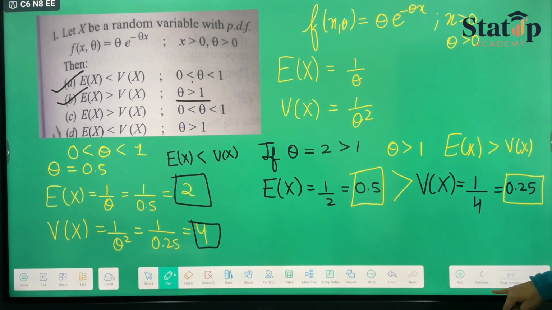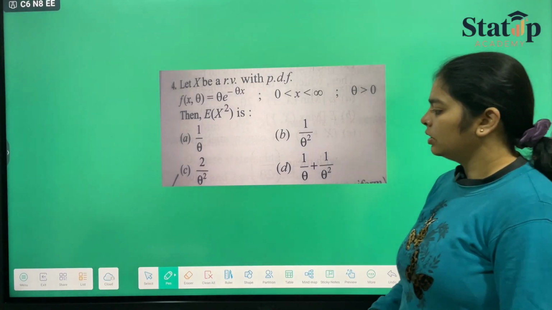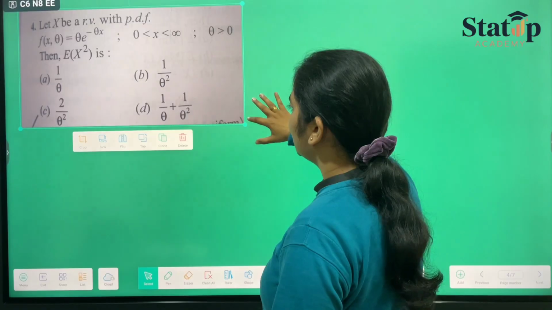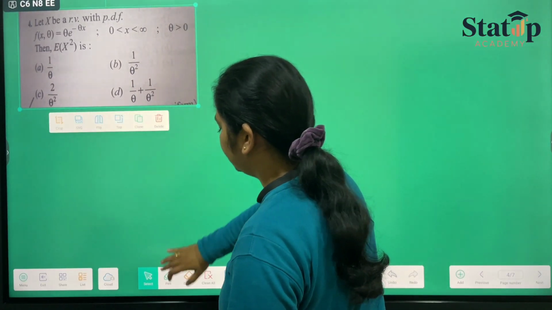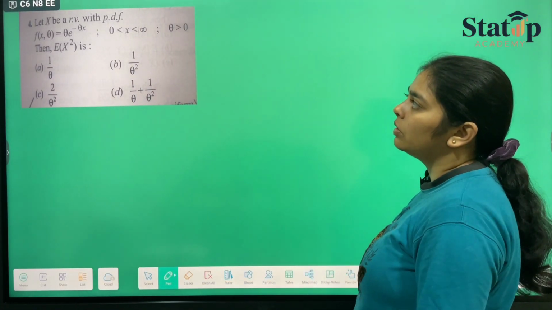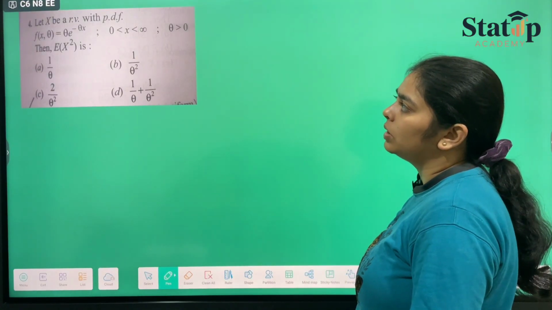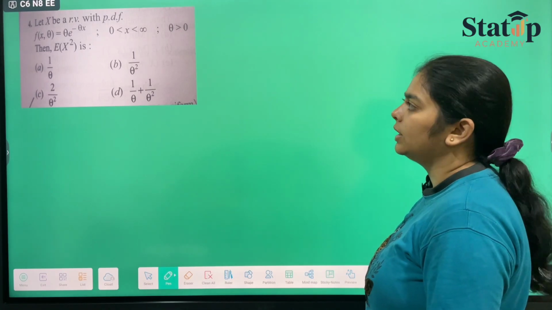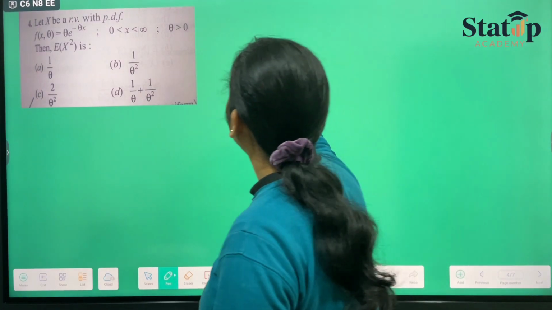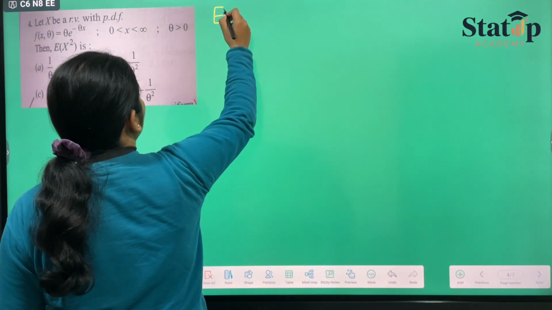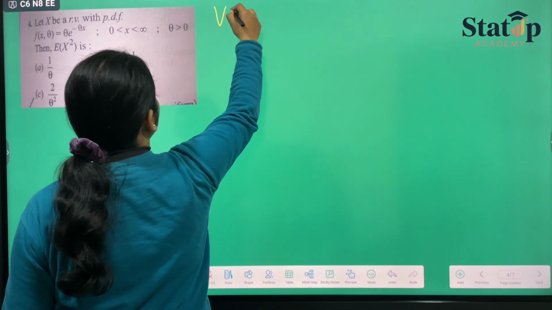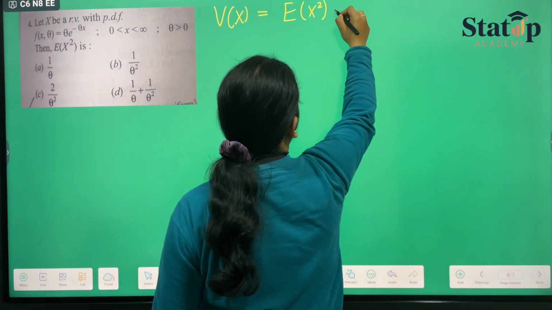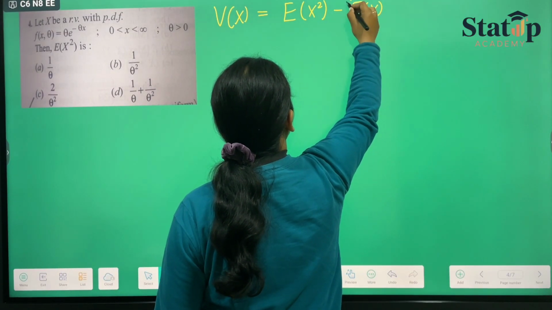Now moving forward to another question. We will solve this question with two patterns so that you know how to solve it in the exam if any of them comes. We have been provided that x is a random variable which follows exponential theta, and they have asked us to calculate the expectation of x square. Now we know that the variance of x is nothing but the expectation of x square minus the expectation of x whole square.